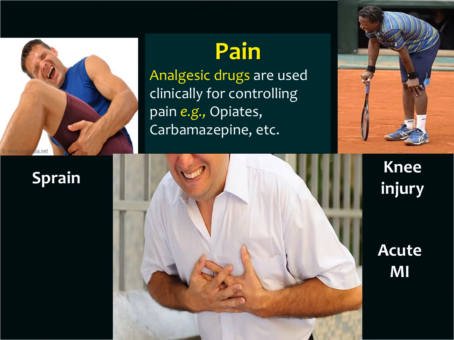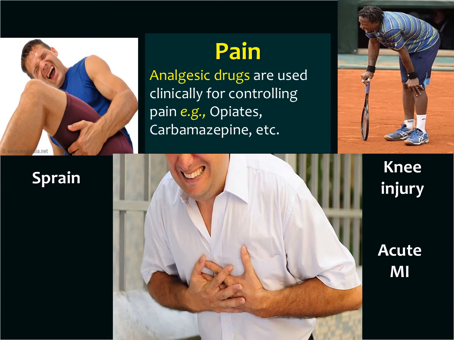For example, pain. Here obviously we need pain-free drugs which can make the patient pain-free, analgesics. These analgesic drugs are used clinically for controlling pain. For example, important ones are opioids or opiates and carbamazepine. There are so many others also. Those will be discussed separately.